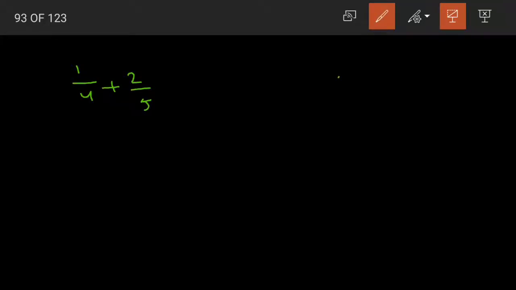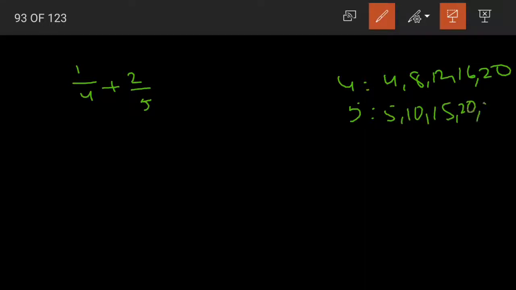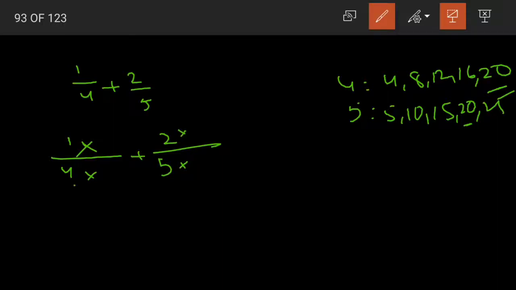Now here, children, these are unlike fractions, right? So we need to find out the LCM. The multiples of 4 are these and the multiples of 5 are these. What is the LCM here? 20 is our LCM. So we need to represent these two like fractions with 20 as a denominator.